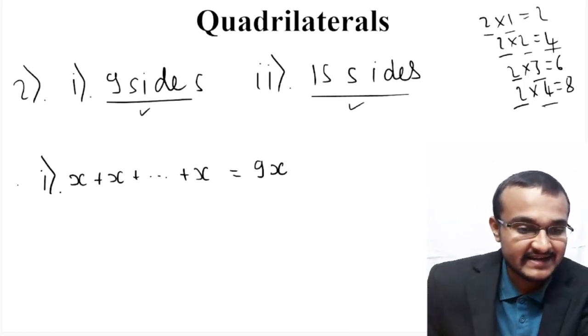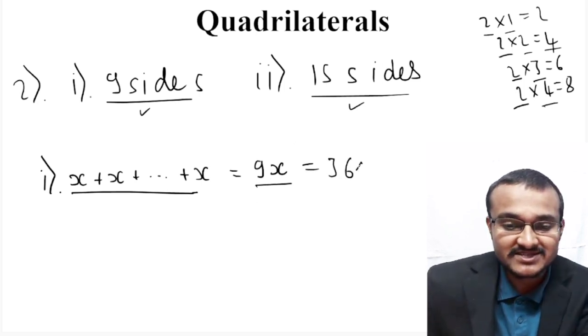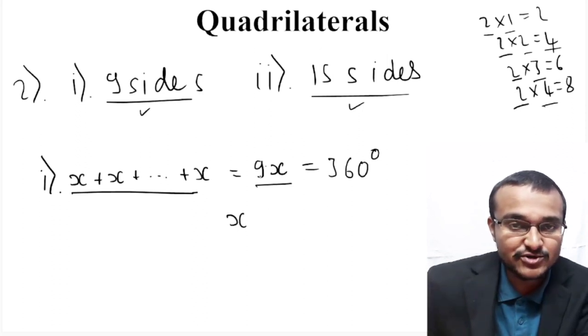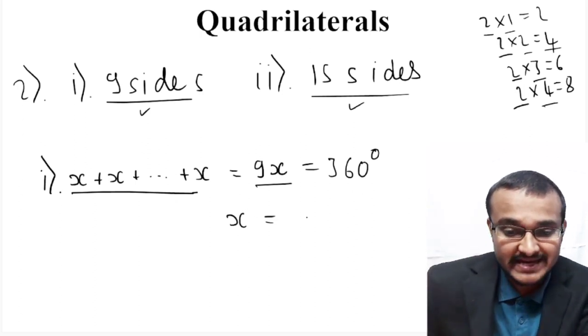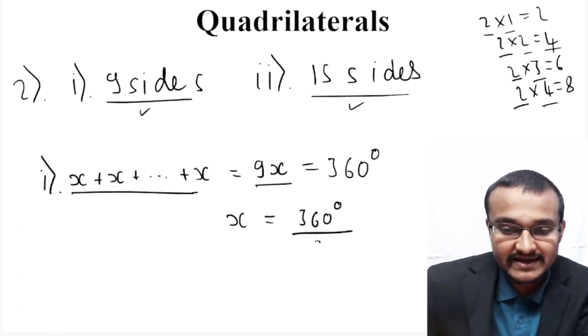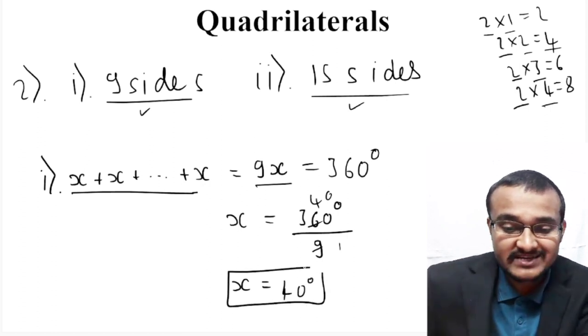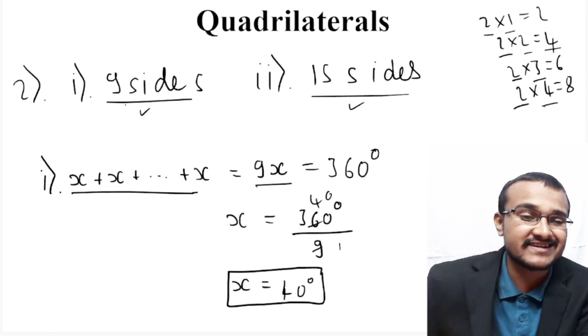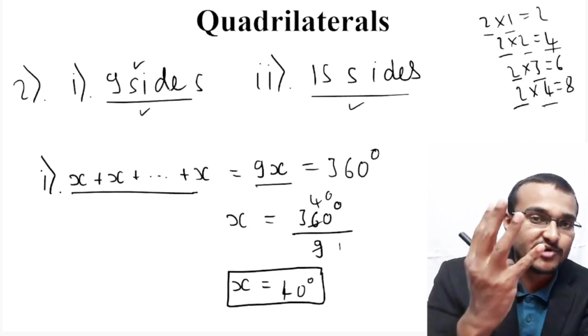So here also, if you are adding x 9 times, then it will be 9 into x. So that is actually equal to 360 degree. When you bring this 9 to the right hand side, it will become divided by 9. So x will be equal to 360 degree divided by 9. If you divide 360 by 9, 9 ones are 9, 9 fours are 36, 0, so x is 40 degree. So the measure of each exterior angle will be 40 degree for a 9 sided regular polygon. That means all 9 exterior angles will be equal to 40 degree.